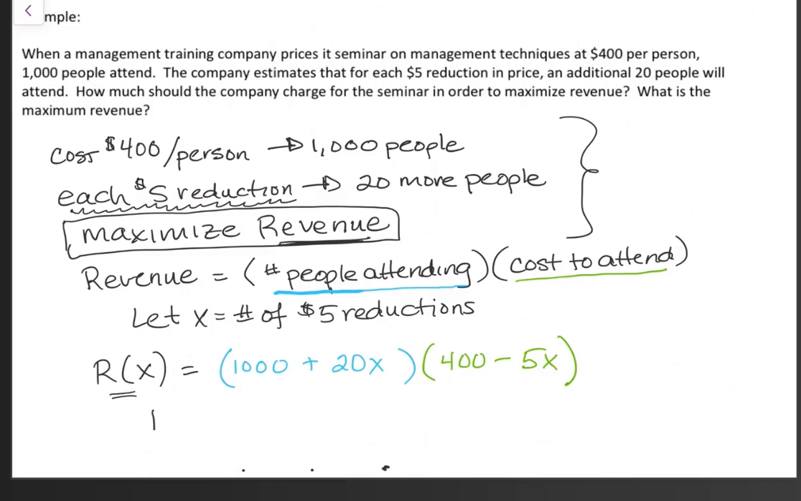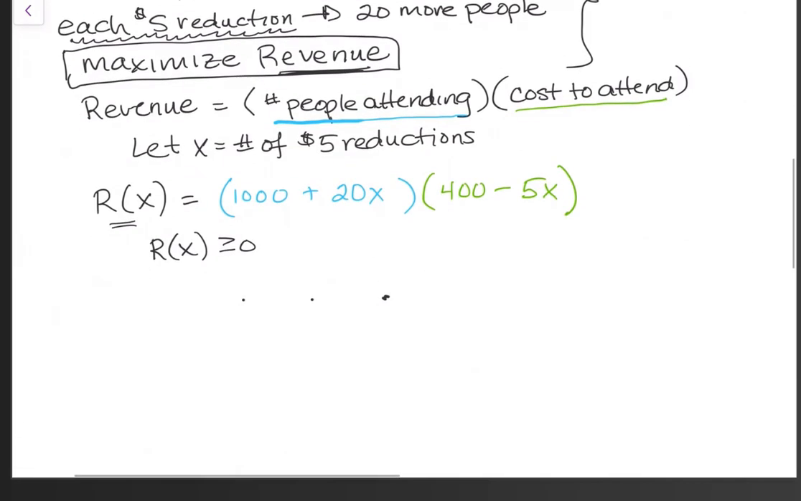So I do know this. I want my revenue to be greater than or equal to 0. Hopefully it's not 0, but in some cases it might be okay to break even. So we're going to have our revenue be greater than or equal to 0 and figure out what that means in terms of X. So I want to set my revenue function, which is (1,000 + 20x)(400 - 5x), to be greater than or equal to 0.